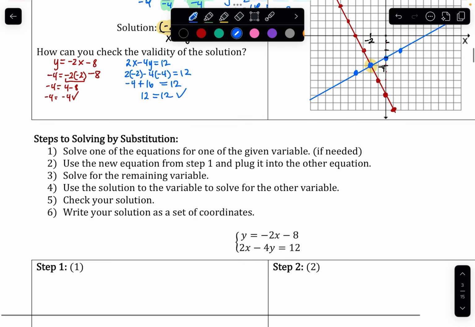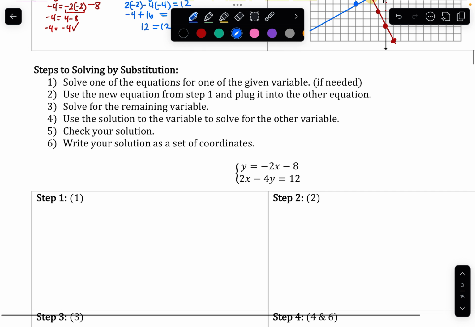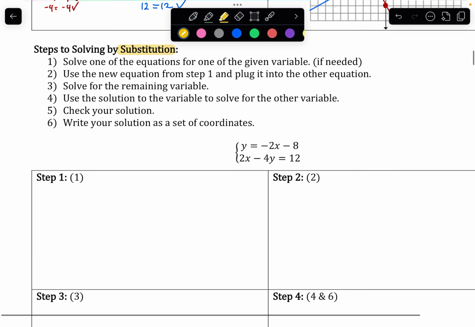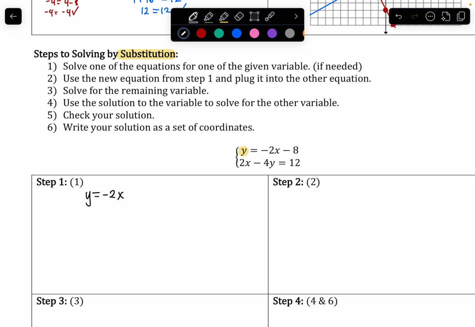We have other methods that don't involve graphing that a lot of people like. Our first method is substitution. We'll learn a different method called elimination in the next lesson. So for substitution, your first step is to solve one of the equations for one of the variables. Here it's already solved for y. Our top equation is, and so that step is done for us. I'm going to go ahead and write down that equation.